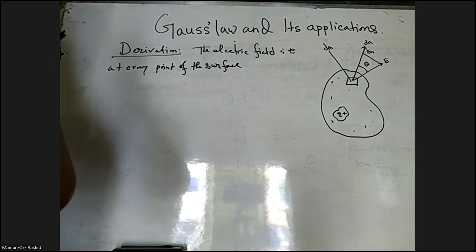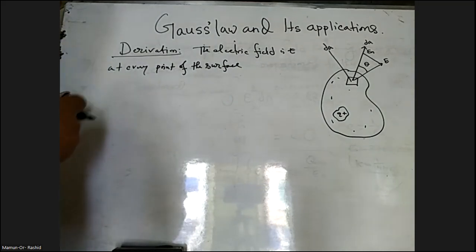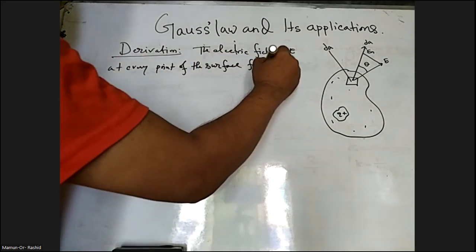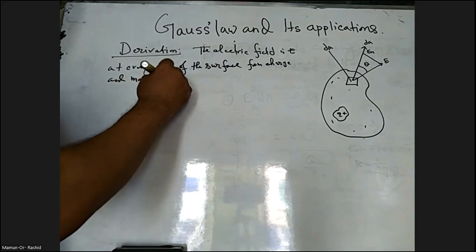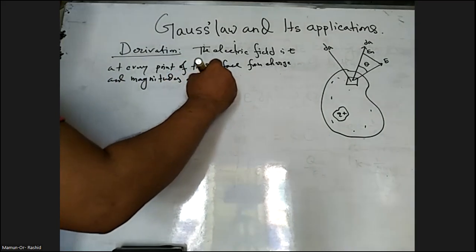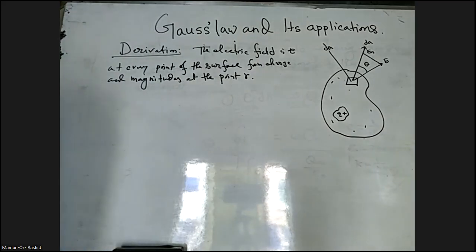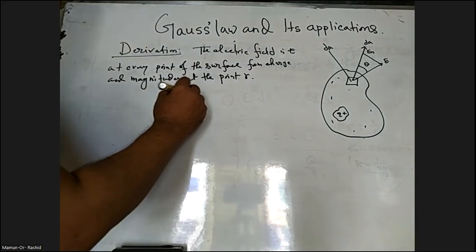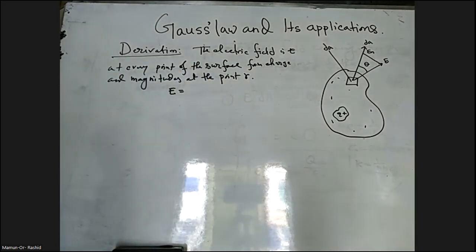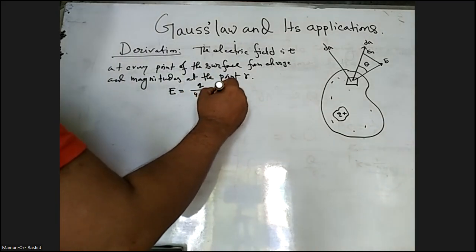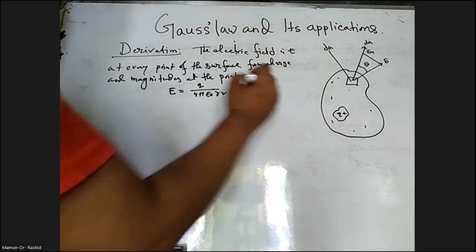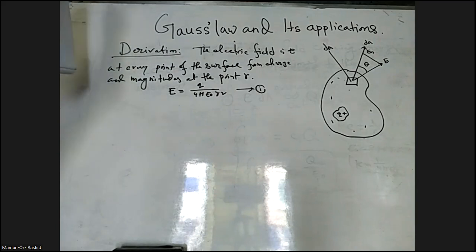So for this, from the charge and magnitudes at the point R, by the definition from the previous lecture, the electric field E, by Coulomb's law, we can write E equals Q divided by 4 pi epsilon naught R square. This is equation number 1.